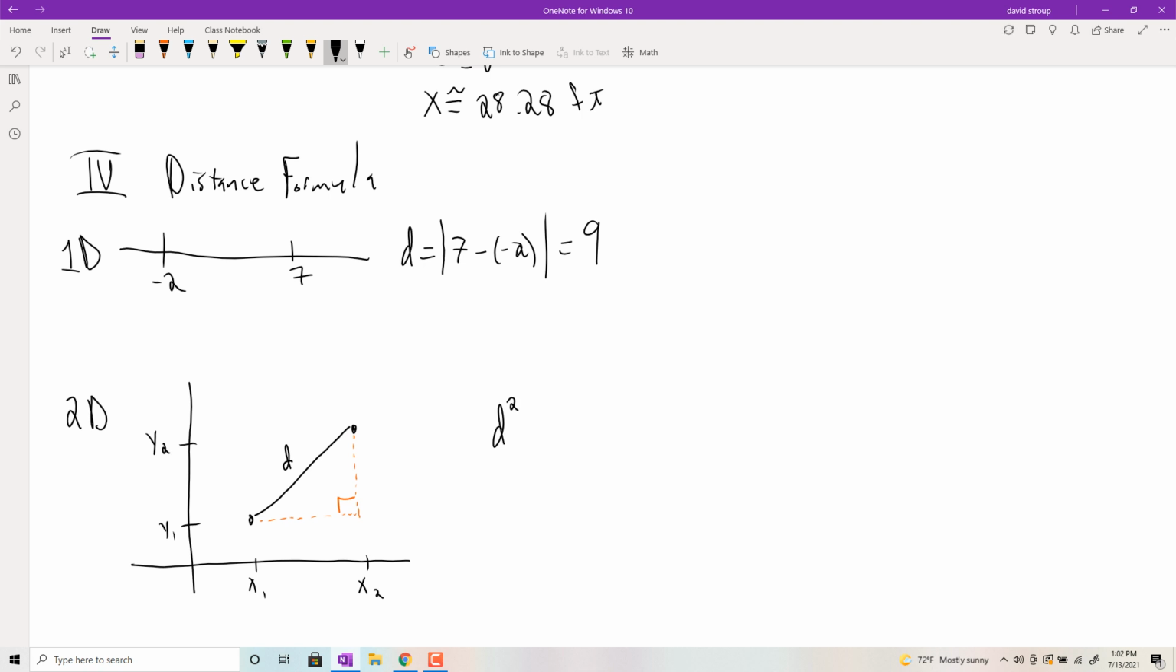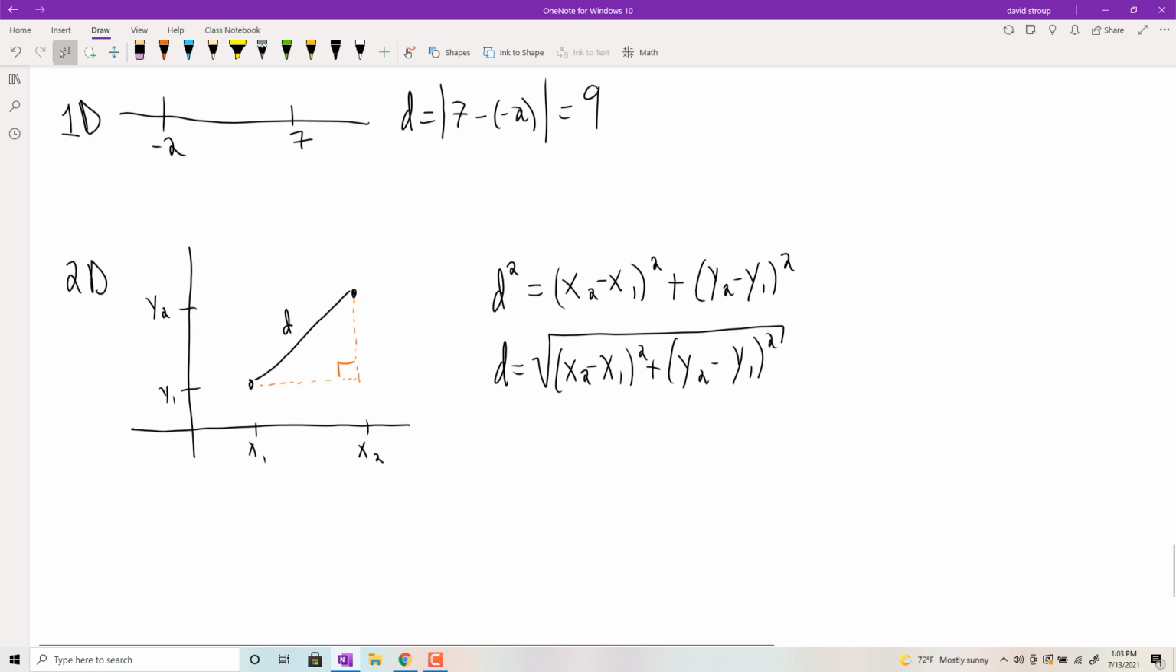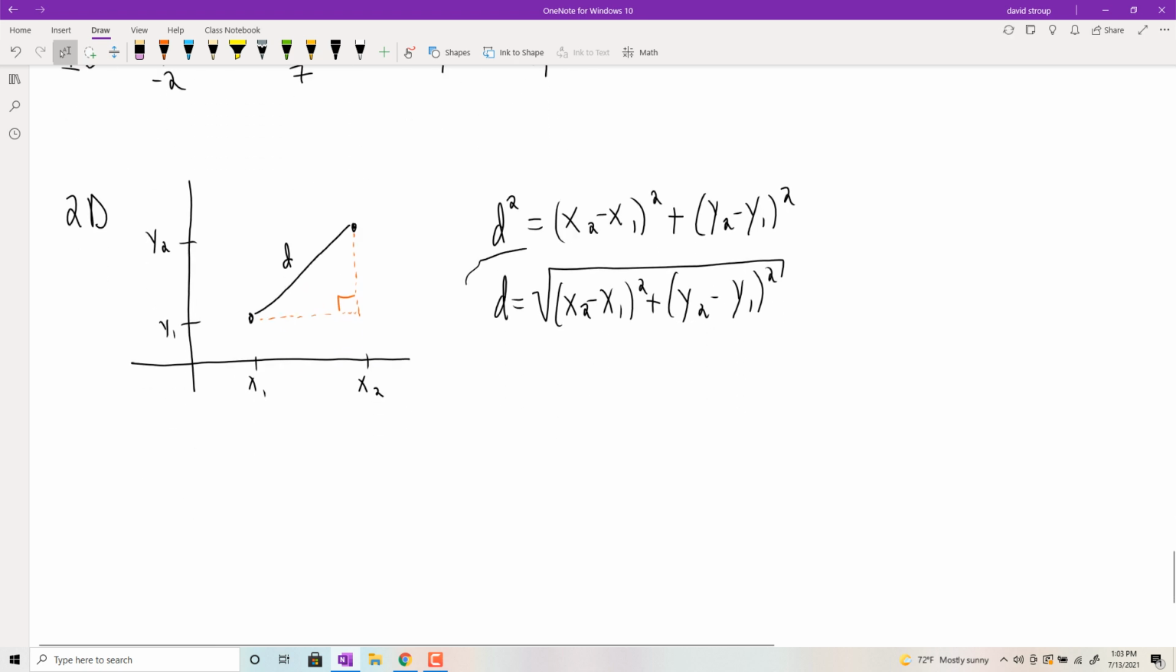From the Pythagorean theorem, D squared must equal 1 leg squared, so x2 minus x1 squared, plus this other leg squared. The distance of that leg must be y2 minus y1, squared. And then just take the square root on both sides. We don't need the negative answer. So we just have the square root of x2 minus x1 squared plus y2 minus y1 squared. And that's your distance formula, and everybody should know that. You'll need it memorized, so memorize that thing.